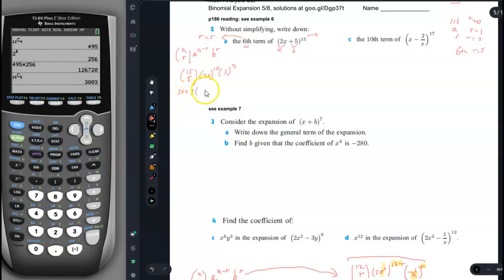2 to the 10th, that's 1024. x to the 10th. And 5 to the 5th. What's that? 5 to the 5th. Let's ask the TI-84. 3125.